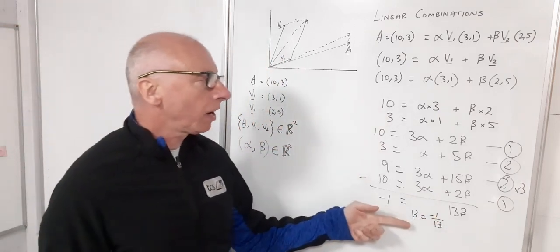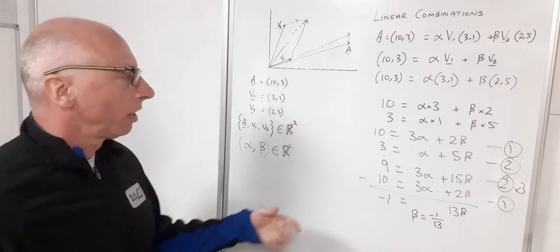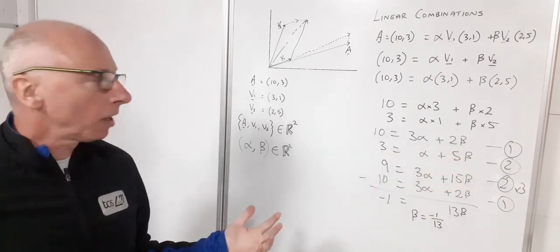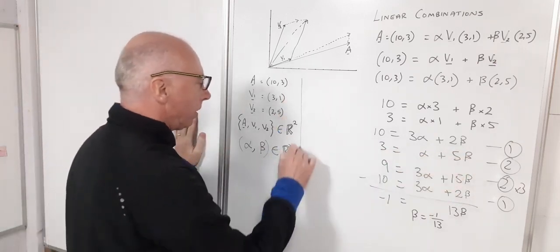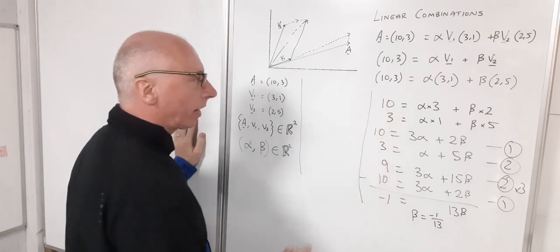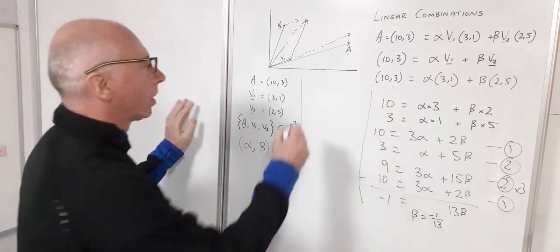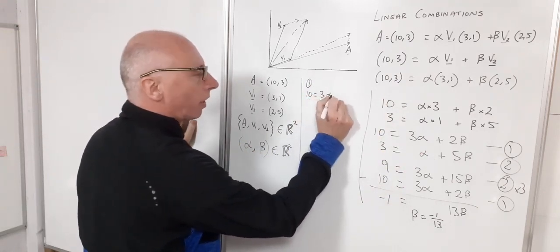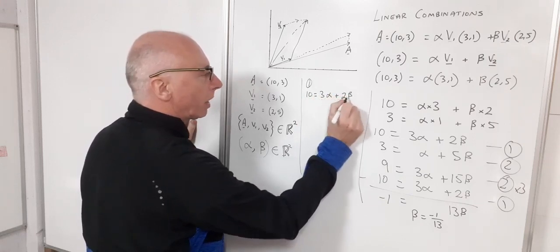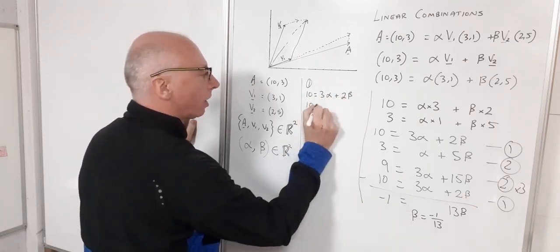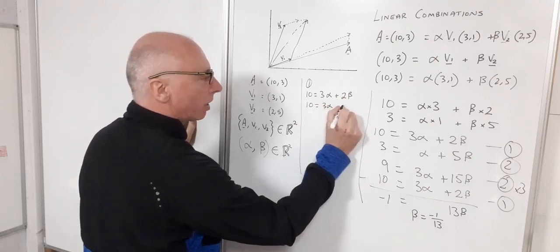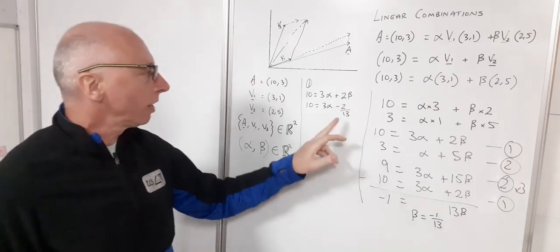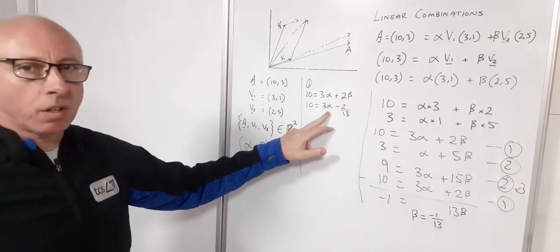So now I need to find alpha. Well, if I know what beta is, I can substitute into one of these equations and then I've got my alpha. So let's do that in this line down here. Let's plug it into equation 1. So equation 1, I've got 10 equals 3 alpha plus 2 beta. Beta's minus 1 over 13. So 10 equals 3 alpha minus 2 over 13. So that's the correct value there for my beta. So now I just need to solve for alpha.